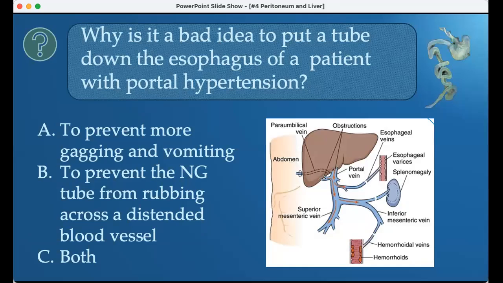So why is it a bad idea to put this tube down the esophagus of a patient with portal hypertension? Is the answer A, to prevent gagging and vomiting? B, to prevent the NG tube from rubbing across distended blood vessels? Or both? And I hope the answer you'll put is both. These patients will have all these bleeding esophageal varices, and if they start gagging and vomiting from trying to put an NG tube in, you can actually increase more bleeding from increasing the pressure in the thoracic cavity. And also this NG tube can rub against blood clots that have formed on the esophageal varices.